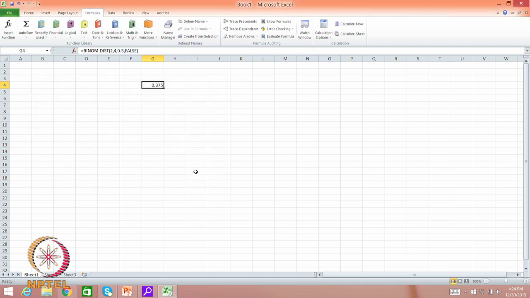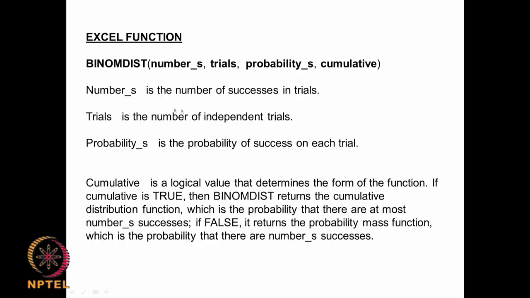So what did I get? I got 0.375. Now is it same as 6 by 16? See, so that is 0.375. So using Excel we can calculate the binomial distribution. As you can see, this is the equation. So this is the number of successes, this is the number of trials, that is, this is n, this is k, this is the p, and here we put false to get the answer. When you put true, it adds up, it is a cumulative answer.